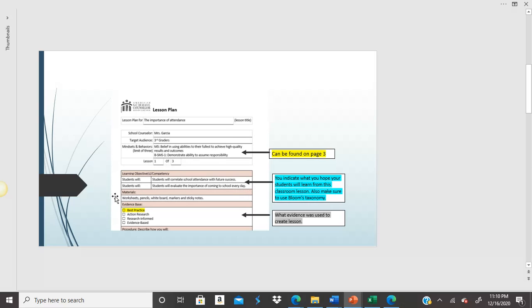And then for materials, right here, you just indicate anything that you will need the day that you're conducting your classroom lesson. And then for evidence base, you're just indicating what type of evidence was used to create your lesson. It will probably change throughout time as you're creating different types of lessons.